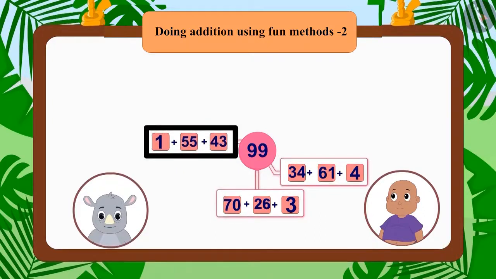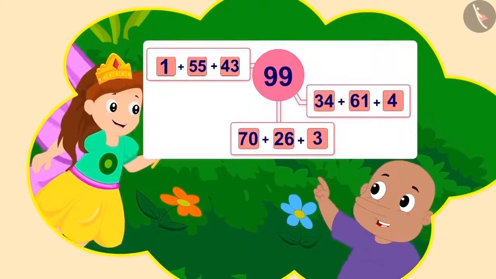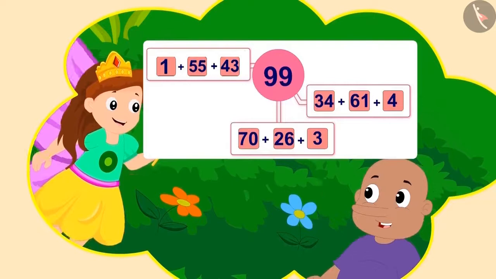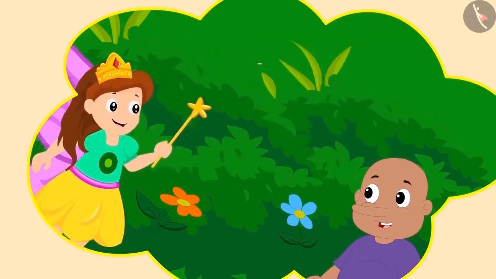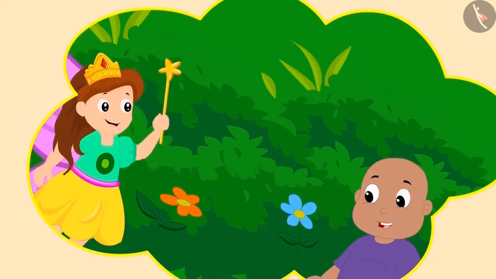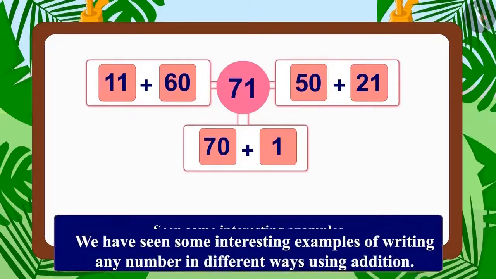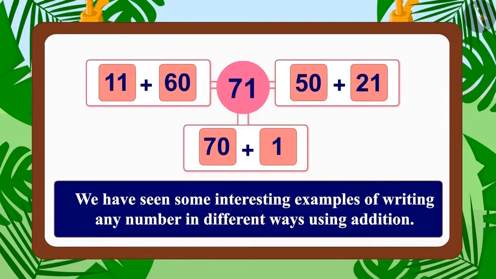At night, Bablu showed Gaggu's answer to the angel. Gaggu's answers were correct. The angel fixed Bablu's nose perfectly. Bablu promised never to do mischief again. Children, in this lesson, we have seen some interesting examples of writing any number in different ways using addition.